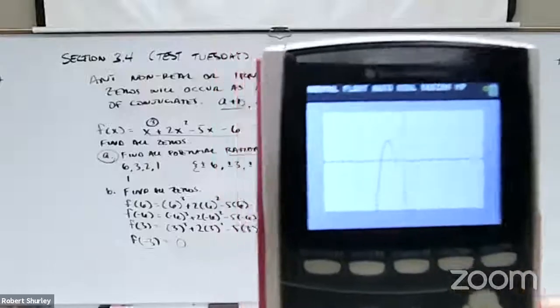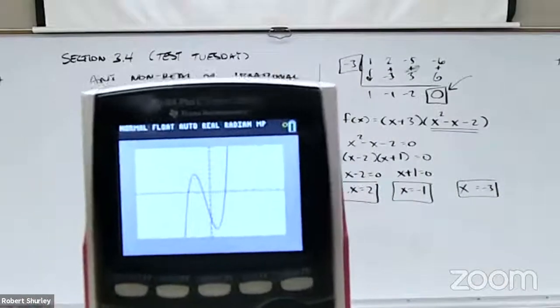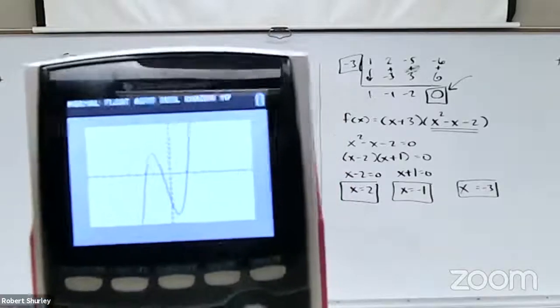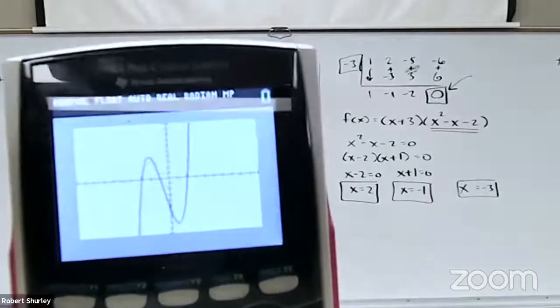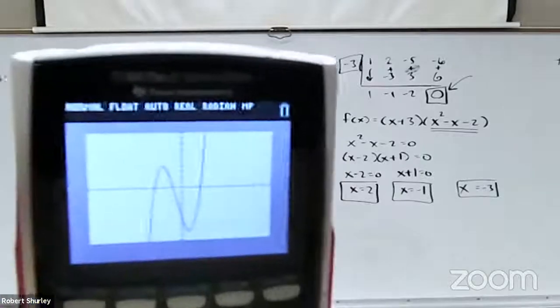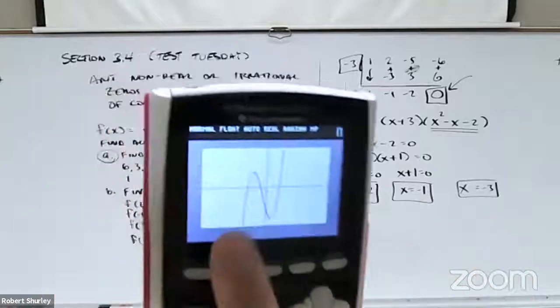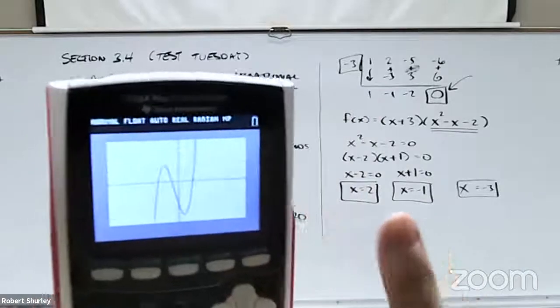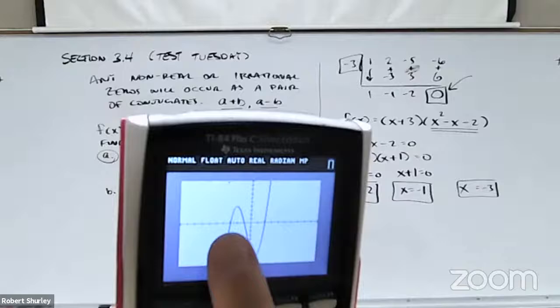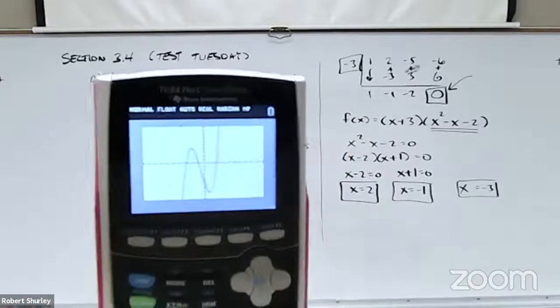And let's logically come to the conclusion of where this line crosses the x-axis, and you won't believe it. It crosses, there's my finger, at -3, -1, and +2. Kind of neat, okay?